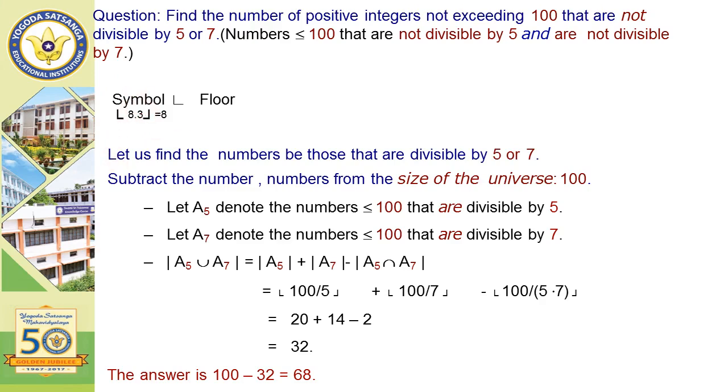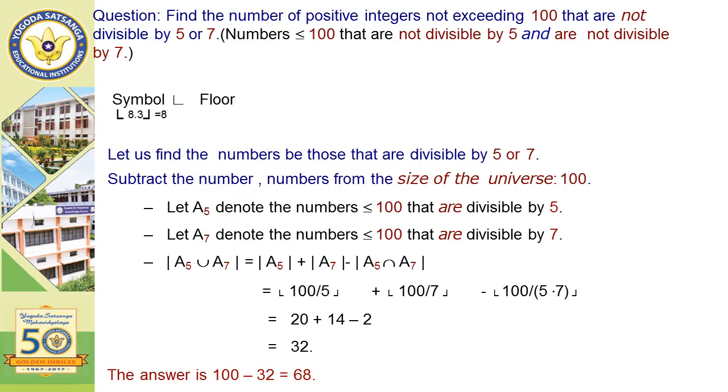We calculate this: the total number of numbers that are not divisible by 5 and 7 both. In this manner, at first we calculate the numbers which are divisible by 5 or 7, and then we subtract the result from the total number of numbers, that is 100.